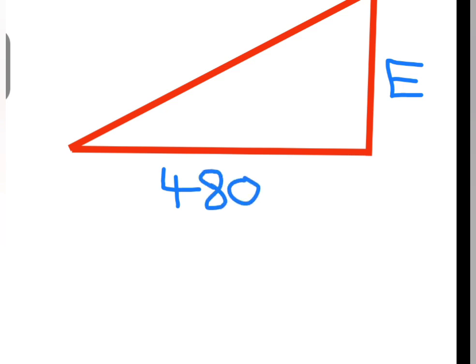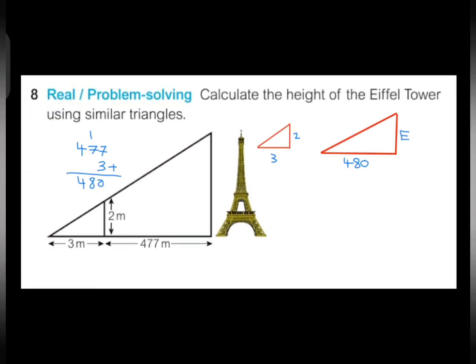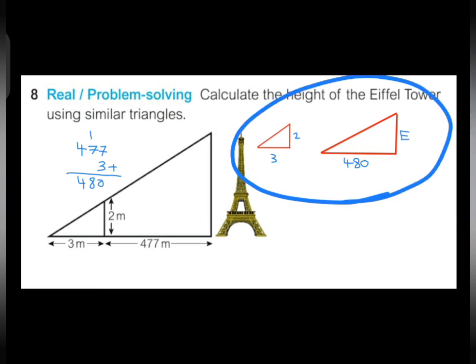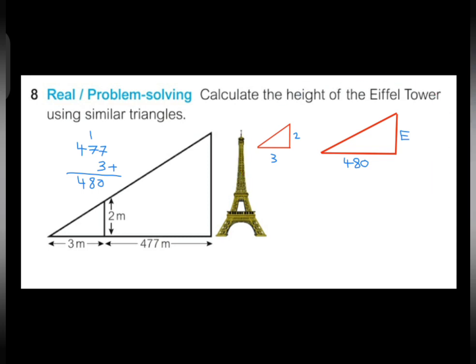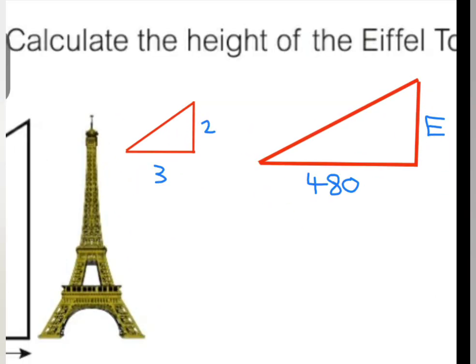480. Good job. Now, after finding the base of the triangle, we're going to work out the length of E. Let's find the length of E together. The first step we did was to separate the triangles. After separating the triangles, we're going to work out the length of E. And how do we do this? By finding the scale factor of enlargement. Now, how do we find the scale factor of enlargement between two triangles?